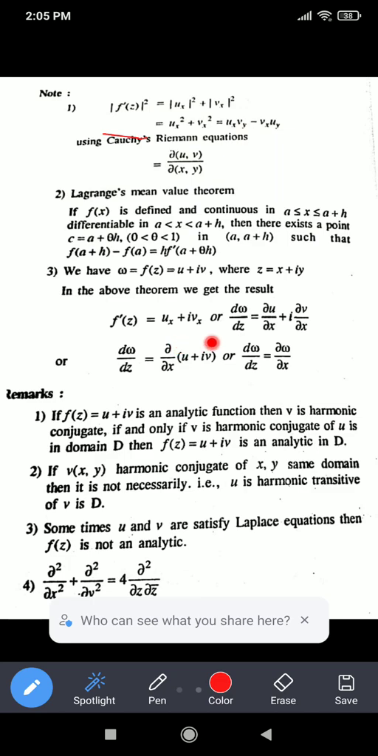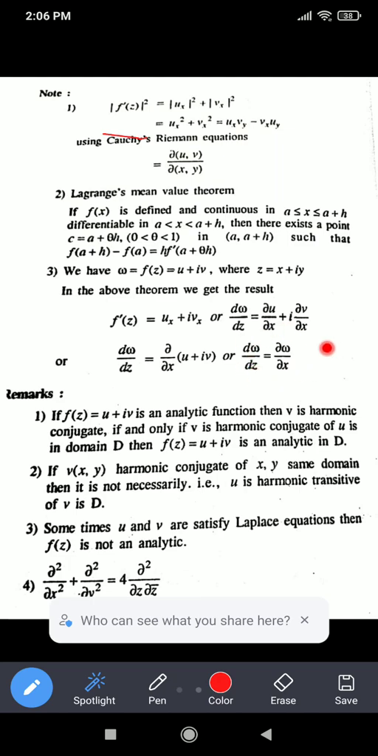Now f of z is nothing but omega. So we can write dw upon dz is equal to dou u by dou x plus i into dou v by dou x. I already told that ux is nothing but dou u by dou x. Similarly, dw upon dz is equal to dou by dou x into u plus iv. Take dou by dou x outside, we get u plus iv, which is nothing but omega. So we substitute dw upon dz is equal to dou w upon dou x.